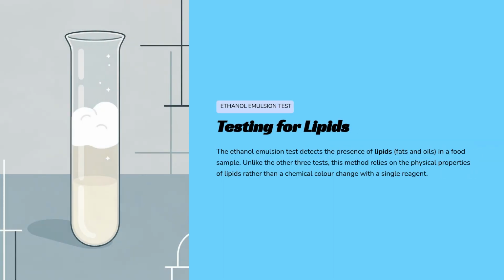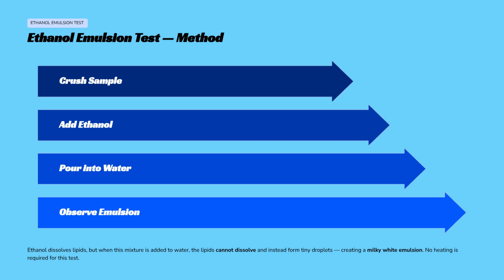Now let's discuss testing for lipids or fats and oils. The ethanol emulsion test is unique because, unlike the others, it relies on physical properties rather than a chemical color change. To perform this test, crush the sample, add ethanol, and then pour the mixture into water. Because lipids cannot dissolve in water, they form tiny droplets, creating a milky white emulsion.